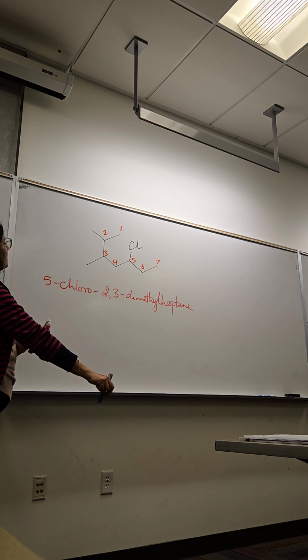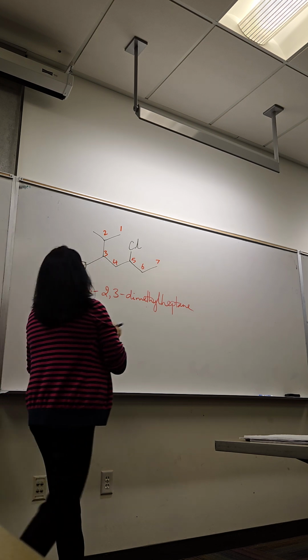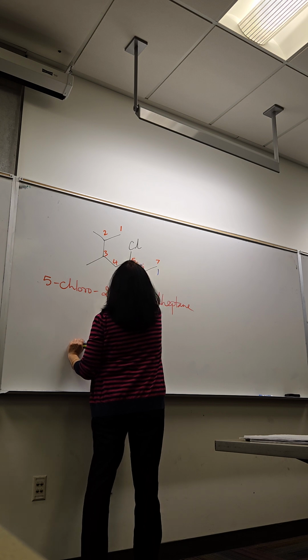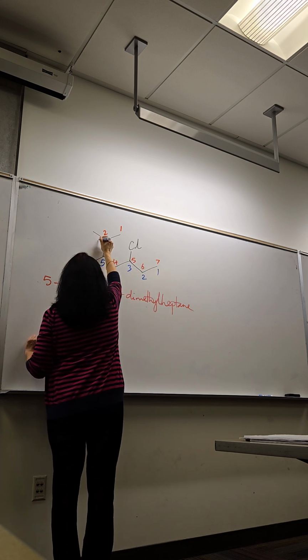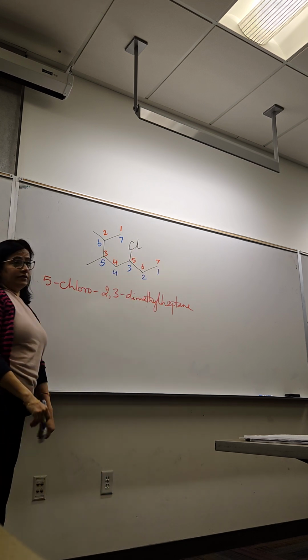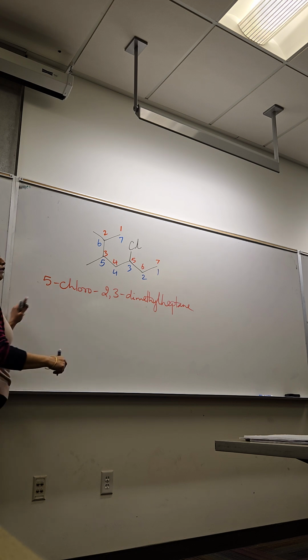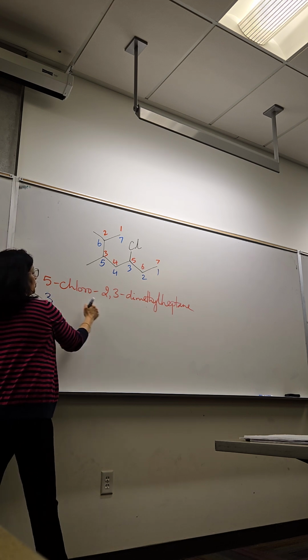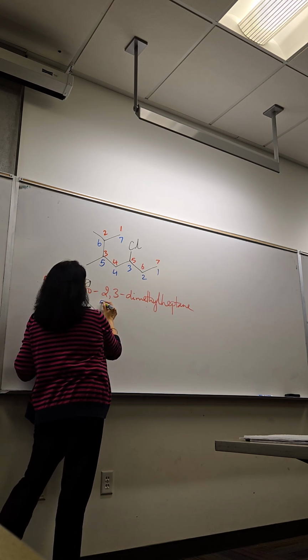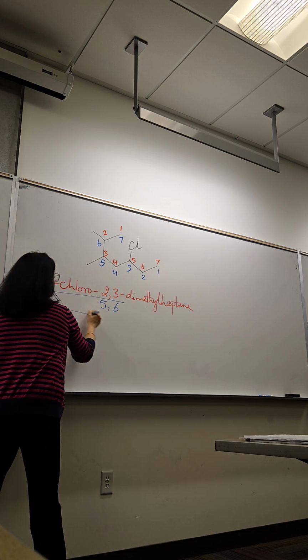Why does the numbering start from there, not from the other end? Okay, let's give it a try. Let's say I numbered it this way. What would be the number for chloro's position? 3. What would be the position numbers here? 5, 6.